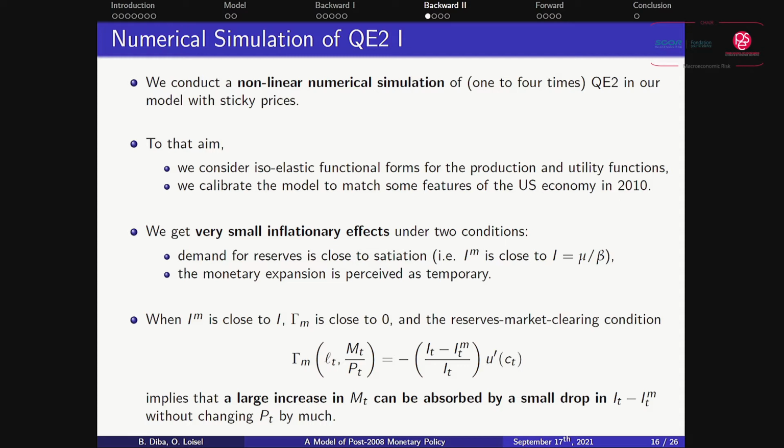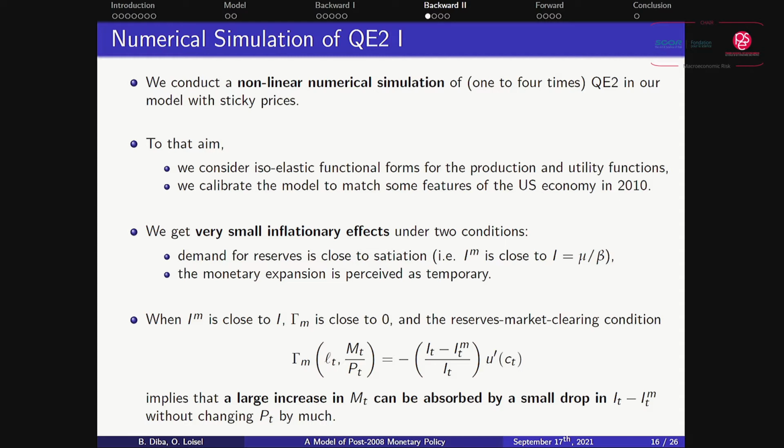So I've talked already about the reason why it should be perceived as temporary here under implicit helicopter drops, which means that if it were expected to be permanent, you will have eventually the price level moving 1-for-1 with the money supply. So some substantial inflation along the way.